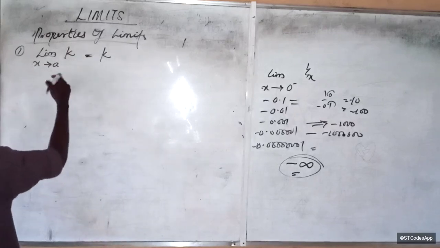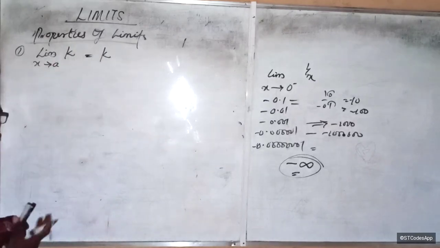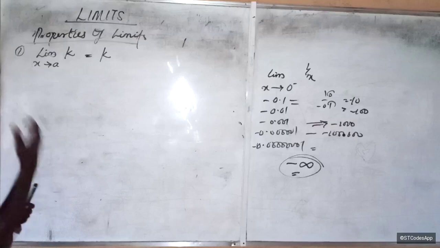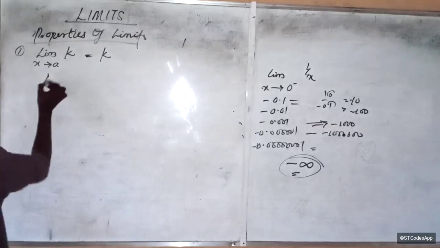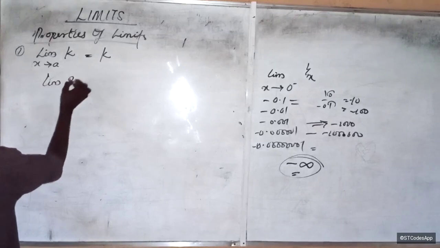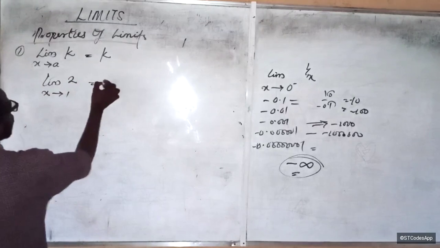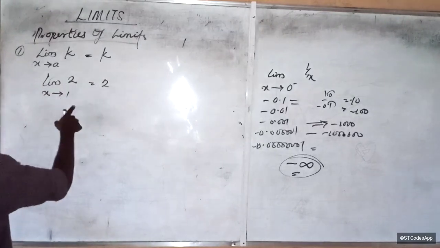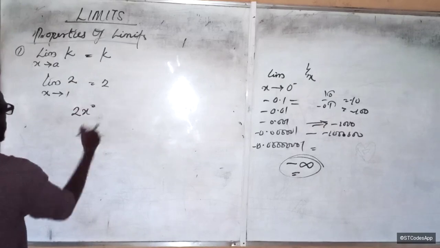So for example, if I have the limit of 2 as x approaches 1, 2 doesn't have x, so you cannot even substitute a value of x into that equation. Or, for example, look at that question I just said. The limit of 2 as x approaches 1 is still 2. How? Because the coefficient of the power of x here is 0. So x raised to the power 0 is 1, right?